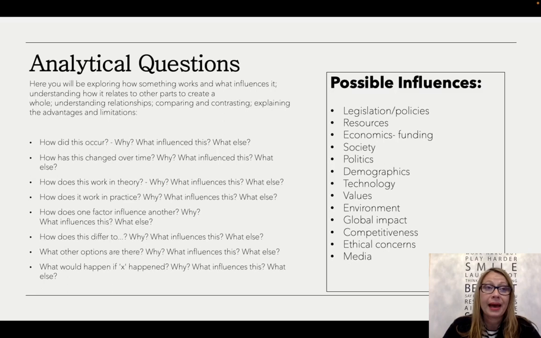It could be global impact, competitiveness, if you're talking about anything to do with business. Thinking about ethical concerns. We mentioned environment earlier, but ethical concerns as well. And of course, the media can have a huge influence on outcomes as well. So definitely when you're thinking about what influenced this, start to think about what could those different influences be. And the question, what else, is particularly important.